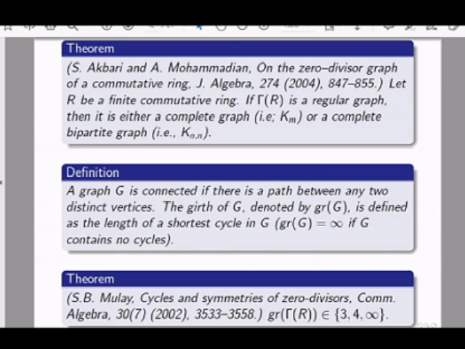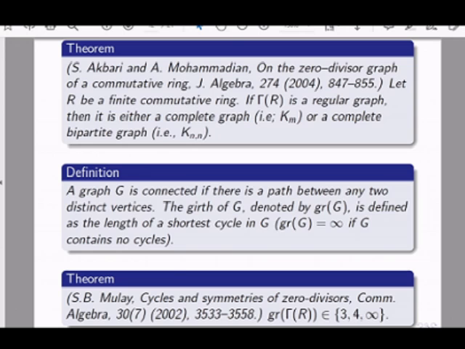Like I have a cycle with 5 vertices. I cannot have a ring where the zero divisor graph will be the cycle with 5 vertices. But you know, a cycle with 5 vertices is regular. The degree of each vertex will be 2, right? Okay.